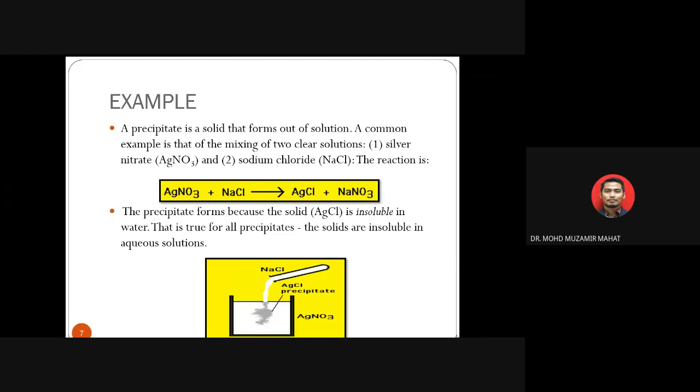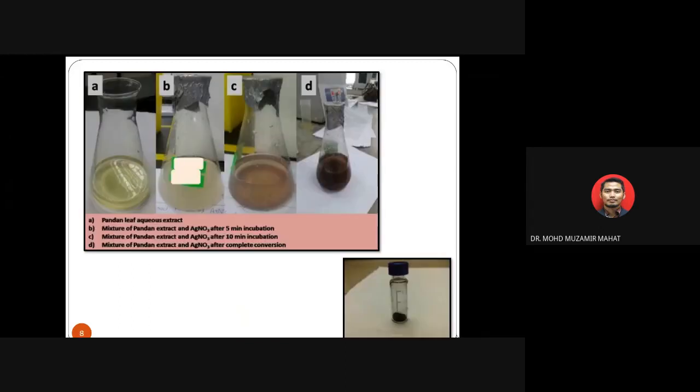A common example is the mixing of two clear solutions, silver nitrate and sodium chloride, and the reaction is shown in the slide. The precipitate forms because the solid silver chloride is insoluble in water. This is true for all precipitates: the solids are insoluble in aqueous solution. So you can see from the figure that we can observe it in the yellow area.